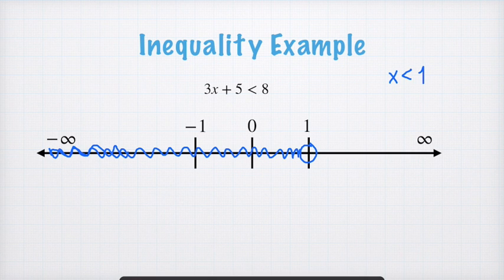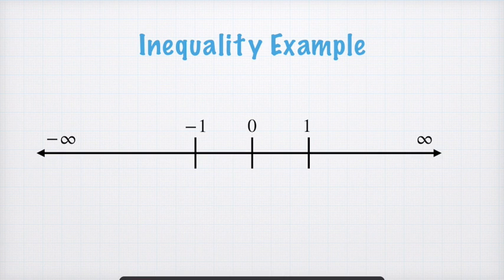So what that means is that everything past that is going to be a solution for this. If we put in negative 1, then we have 3 times negative 1, which is negative 3, plus 5, which is 2. 2 is still going to be less than 8. We can't go above the 1 because then we're going to be greater than 8. So for this one where we had the less than, we had to make sure that this side of the statement is less than our 8.